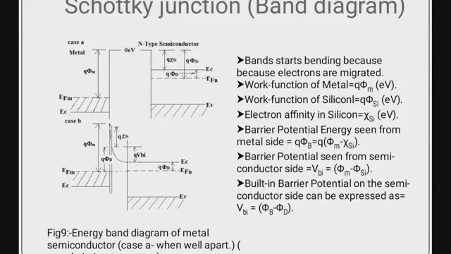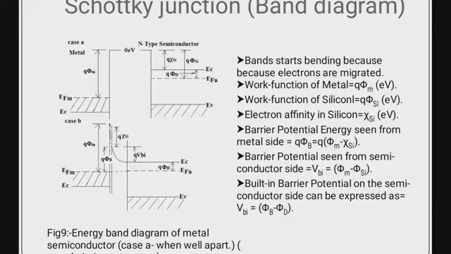Now chi of Si is called the electron affinity in silicon. I will discuss later what electron affinity is. And the barrier potential energy seen from the metal side is equal to q phi B, this one, and it is nothing but the difference between phi m, the metal work function, and q phi Si, the semiconductor work function.